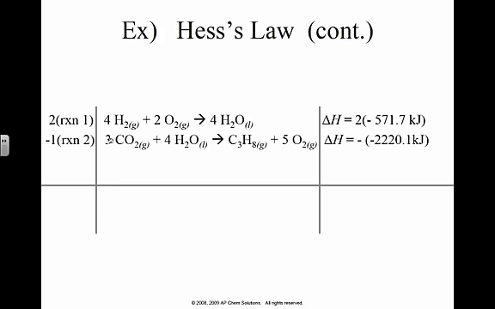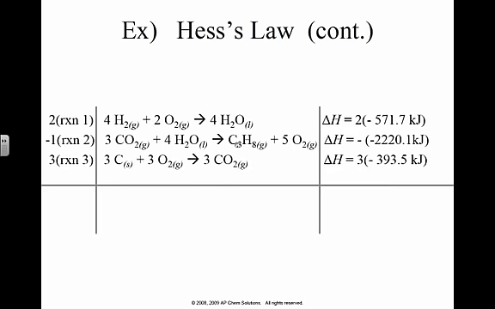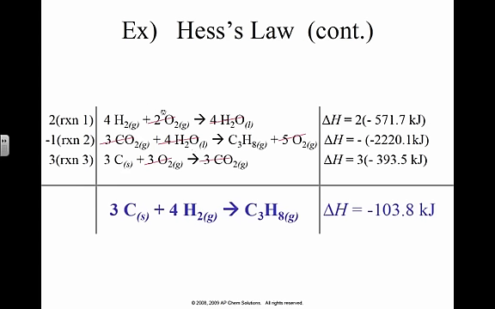Here's this reaction flipped over, changed my negative sign to a positive sign, and then I multiplied reaction number 3 by 3. And then that gives me, notice all the things cancel out here, I've got 4 H2s, 3 carbons, and propane right here. Okay? And then the enthalpies are additive. This plus this plus this gives me the enthalpy for this reaction right here.